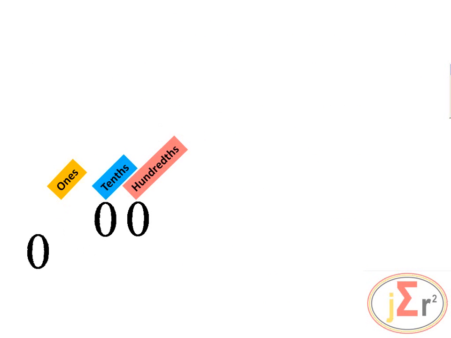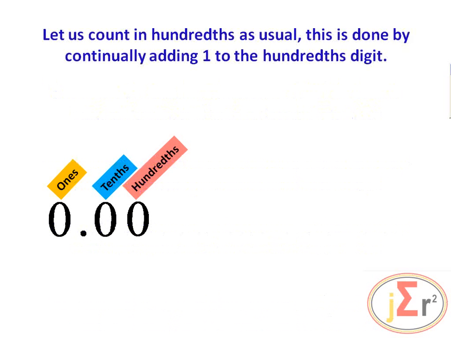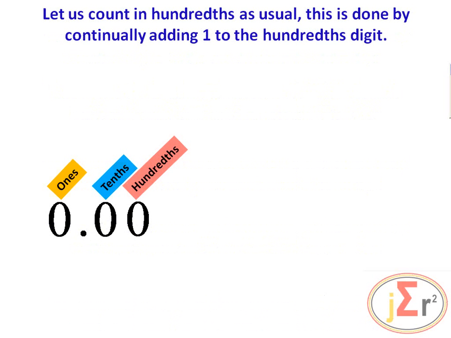Remember that, let us say that the hundredths digit is at 9. When we increase it by 1, what will happen? It will go to 10 hundredths. And 10 hundredths will make 1/10, because the place value to the left is always 10 times the present place value. And by so doing, the hundredths digit will return to 0. So we will count as usual in hundredths, and it will be done by continually adding 1 to the hundredths digit.